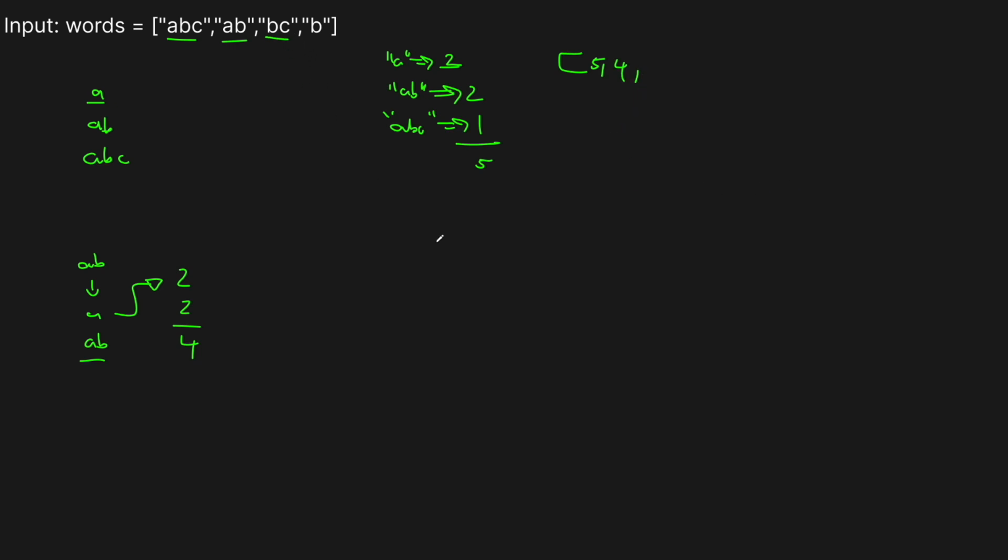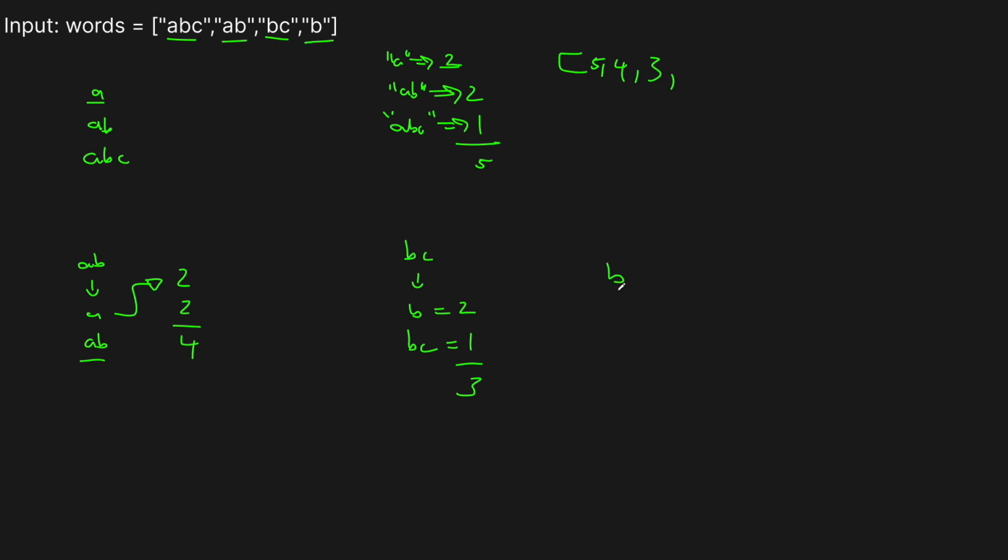Then we move on to the next string, BC. And what are the prefixes here? We have B and BC. So how many strings in our words here have a prefix of B? Well, it's going to be BC and B. So for B, it's going to be 2. And for BC, there's only one that starts with BC, and that is going to be BC itself. So for this one, it's going to be 3, which means that at the next index is going to be 3.